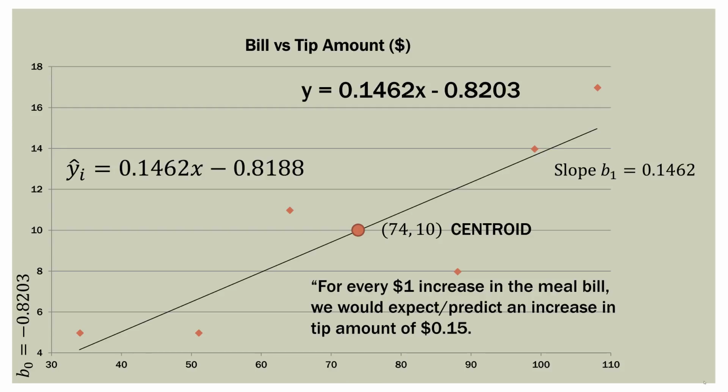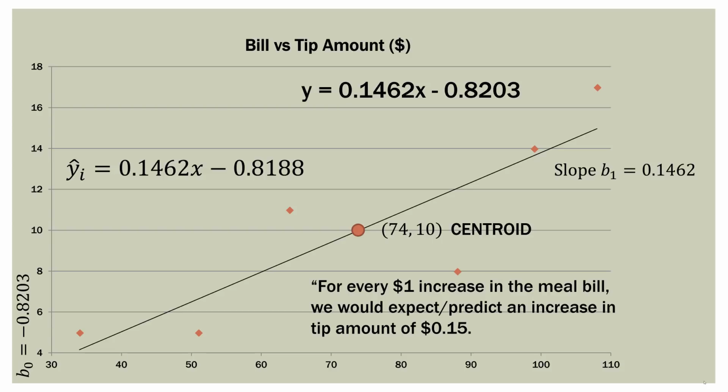There's a slight difference in those two regression equations because of rounding in each individual software, but they're pretty close to being the same thing. So of course our slope is 0.1462. That's our b sub 1, slope of the line. Our intercept is down here on the left. We don't worry about that too much in this example. The centroid of our data is 74 and 10. That's the mean of each variable.